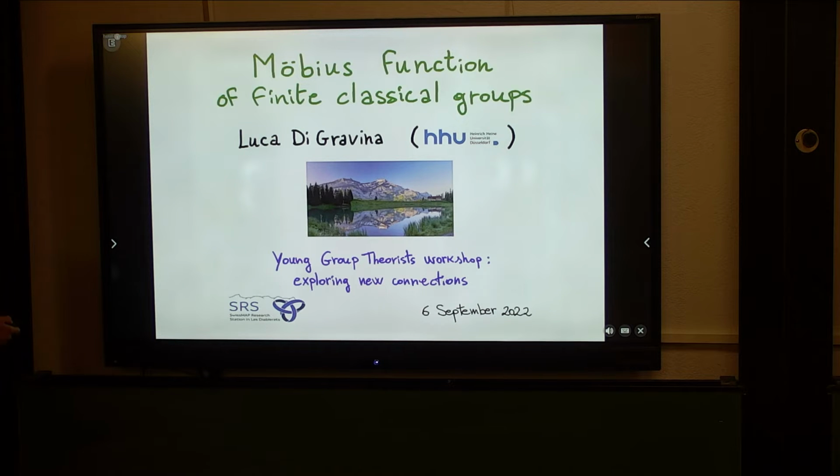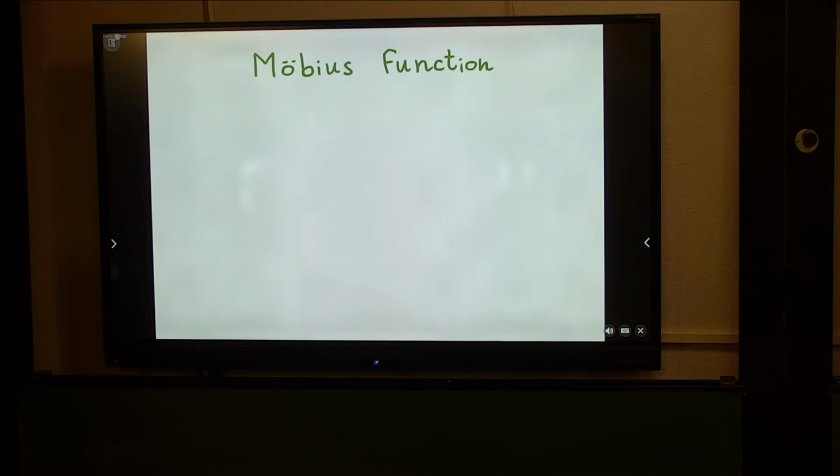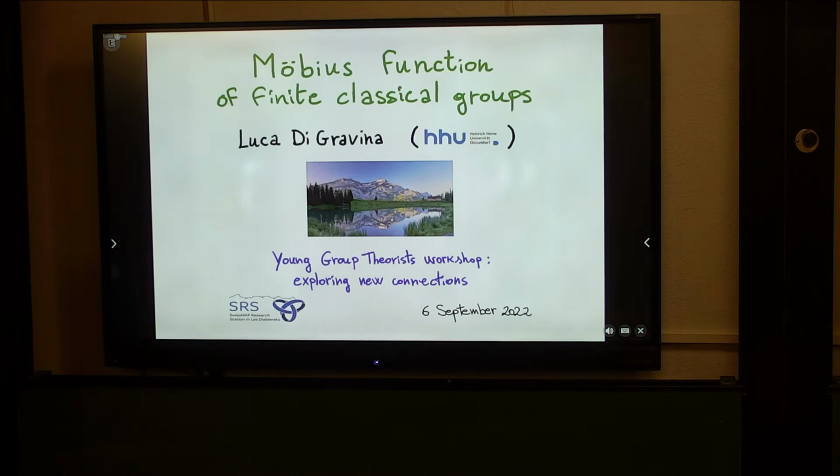This is fun. So, okay, I will talk about this Möbius function. It has some relations with finite classical groups, but in general with groups, and I hope that it could motivate exploring new connections. So, I will present some results.